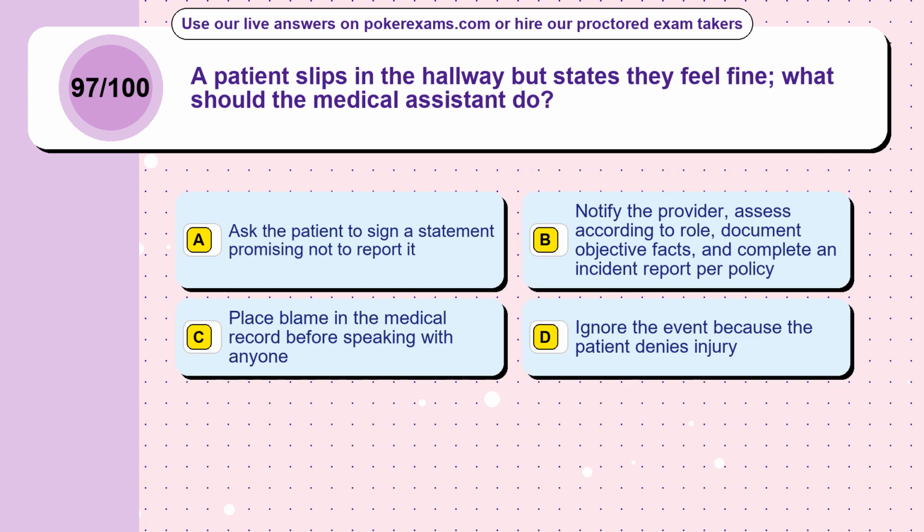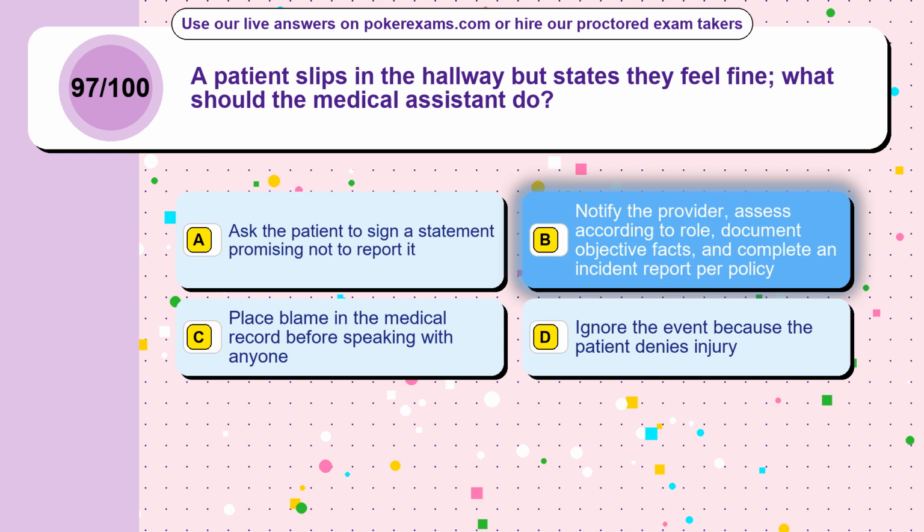Question 97. A patient slips in the hallway but states they feel fine. What should the medical assistant do? Option A. Ask the patient to sign a statement promising not to report it. Option B. Notify the provider, assess according to role, document objective facts, and complete an incident report per policy. Option C. Place blame in the medical record before speaking with anyone. Option D. Ignore the event because the patient denies injury. The correct answer is option B.